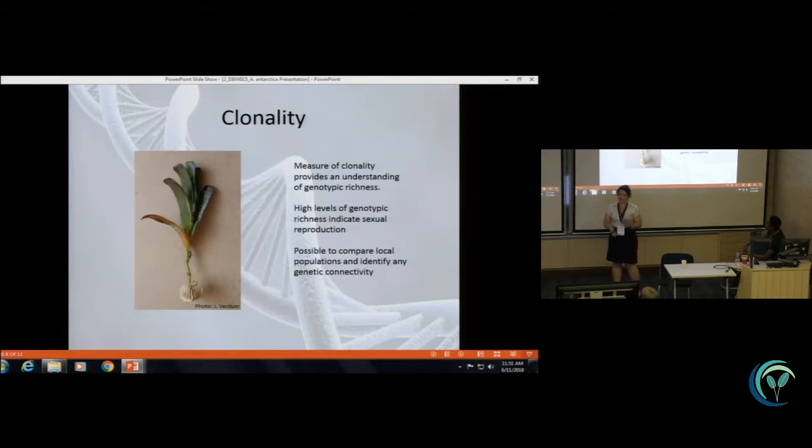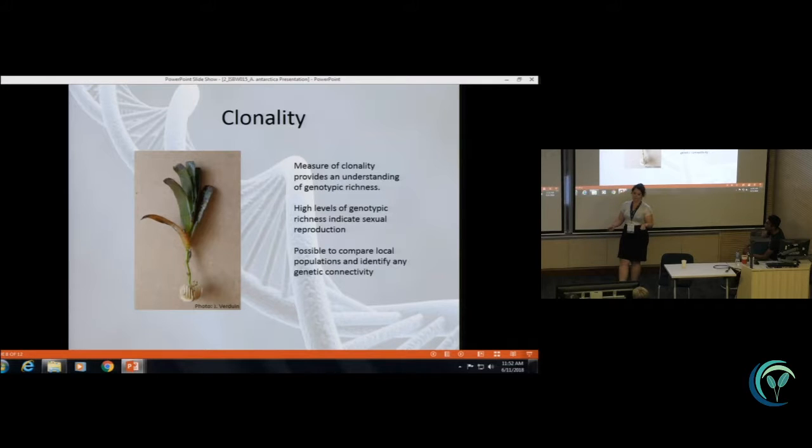So firstly, clonality. The measure of clonality provides an understanding of genotypic richness. What we found overall was that there was a high level of genotypic richness. This indicated that there was a high level of sexual reproduction, instead of clonal growth. However, this is with excluding one meadow in Western Australia, Geordie Bay on Rottnest Island. We excluded this meadow because it was solely a clonal meadow. It was monospecific, so we believe this could have been an influence from human impact or something like that, because it was a meadow at the end of a jetty.